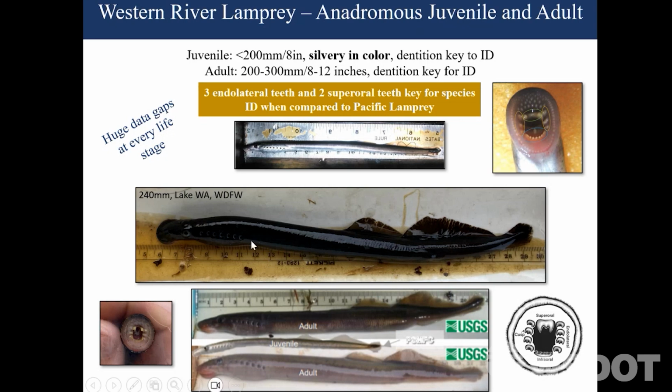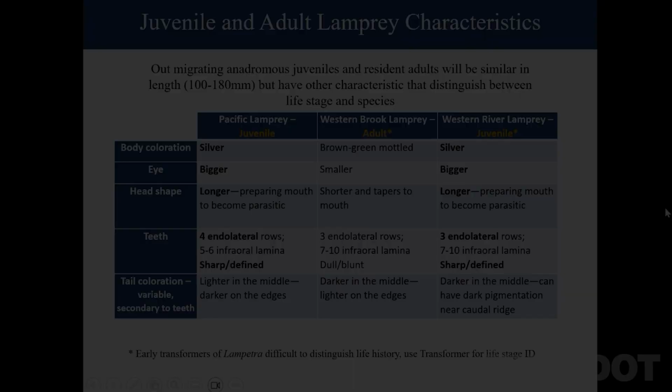So they can be overlapping in size. This is a great example of a Western river lamprey from Lake Washington that you would not necessarily know which species it is until you look at its dentition. And again, the juveniles are nice and silvery. They are looking like our smolts that are going out to the ocean.